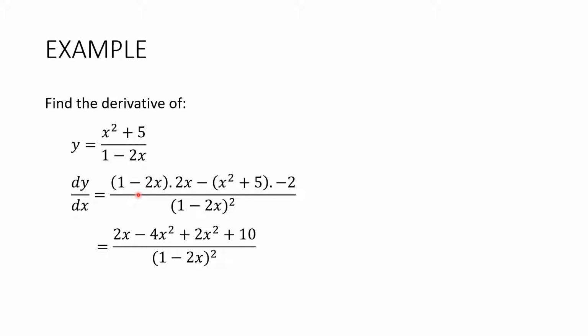So we're going to get 2x minus 4x squared plus 2x squared, and I've got a minus and a plus there, so that makes a plus 10. And then just a bit of tidying up to do here. Minus 2x squared plus 2x plus 10 all over 1 minus 2x all squared.